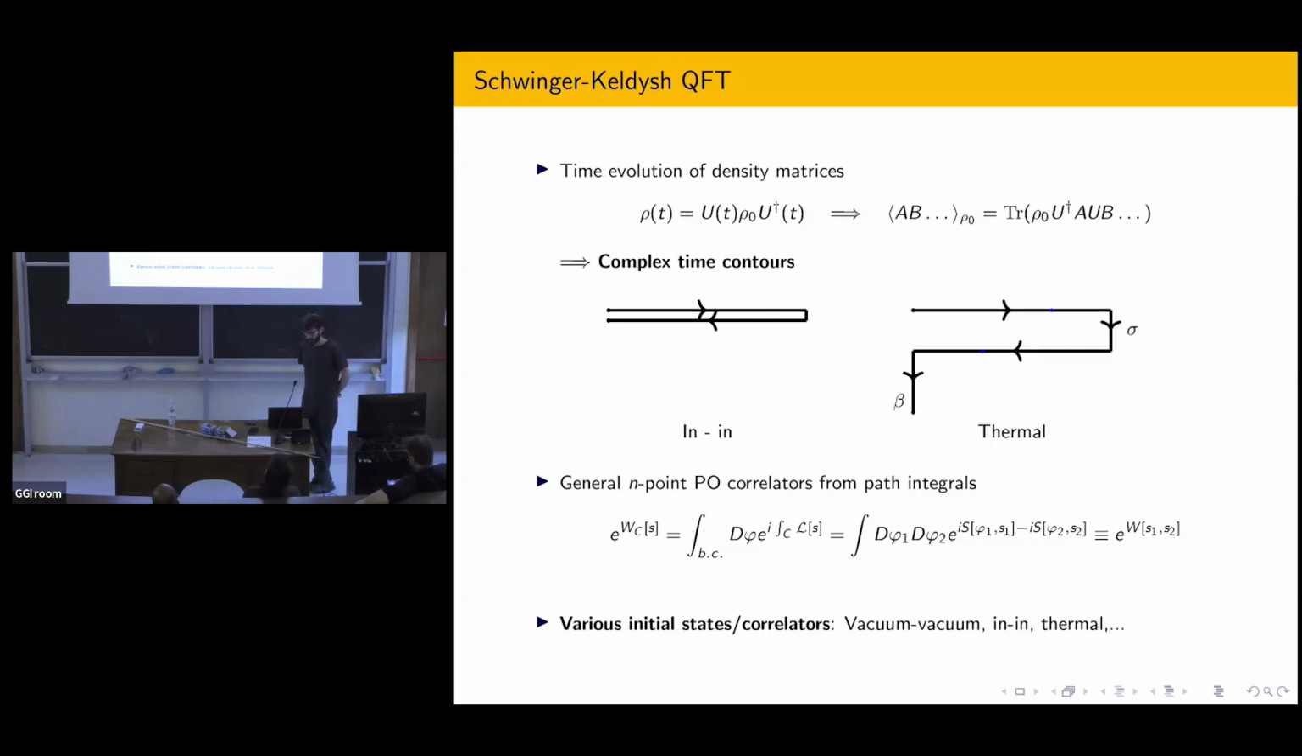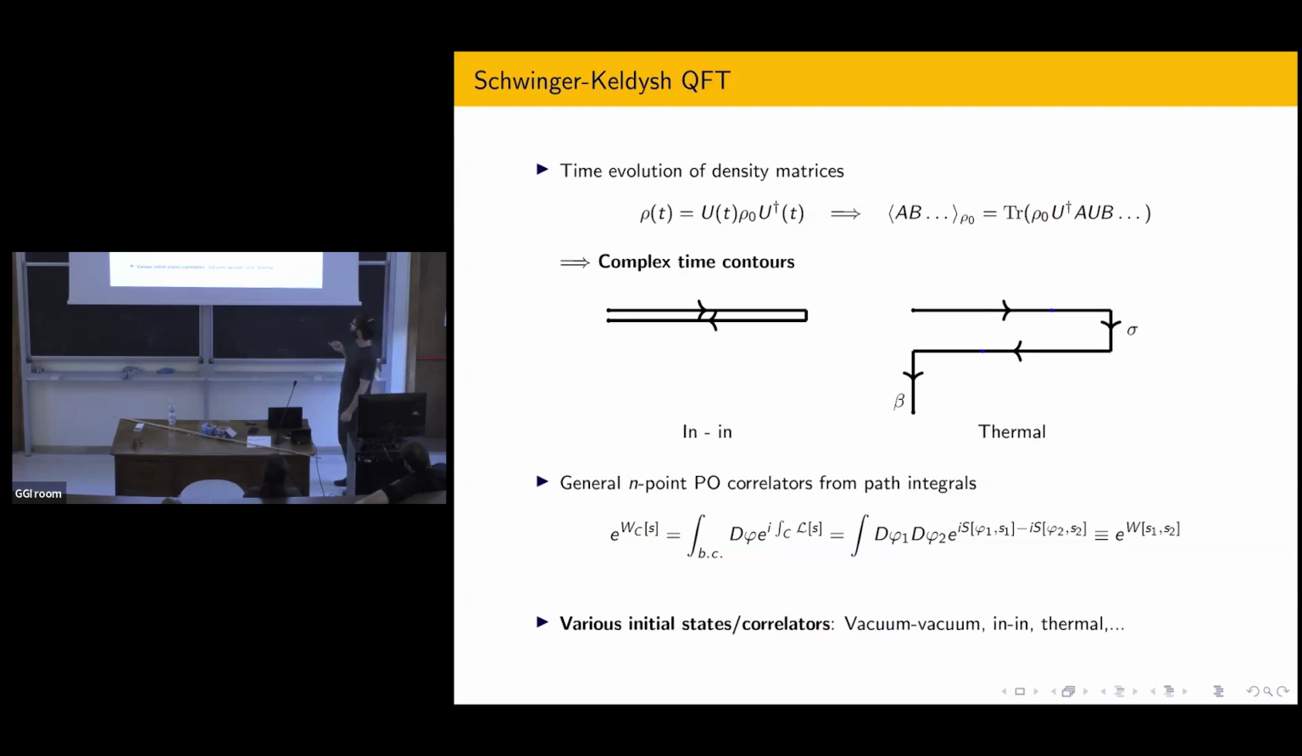So we can get general n-point path ordered correlators from path integrals of the form shown here. On the left side, I have the generating functional in terms of sources which are inserted on these complex time contours. Here I'm writing the microscopic action in terms of dynamical fields and sources on the two legs of the contour. We will be interested only in considering correlators in which we insert operators on the two legs of the contour.